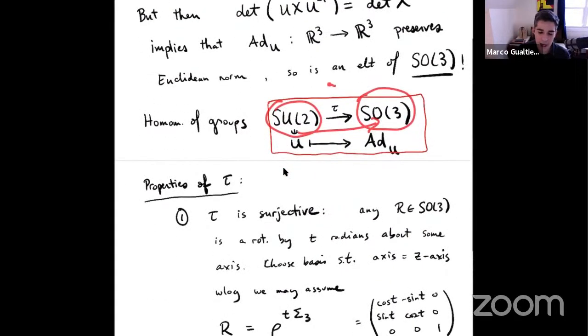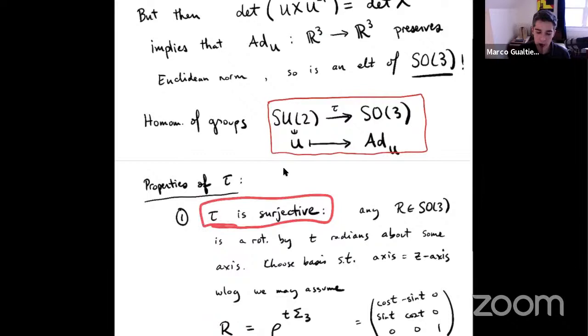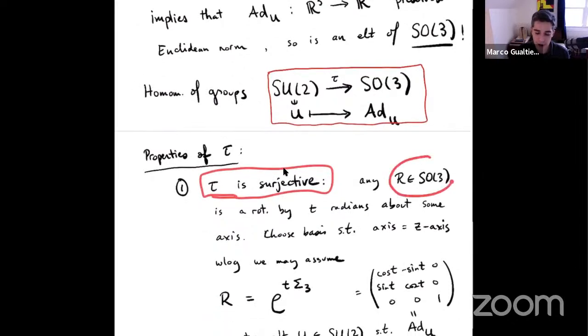So you may ask, what are the properties of this group homomorphism? First of all, it is surjective. Why is it surjective? Well, any rotation can be thought of as a rotation by some angle around some axis.